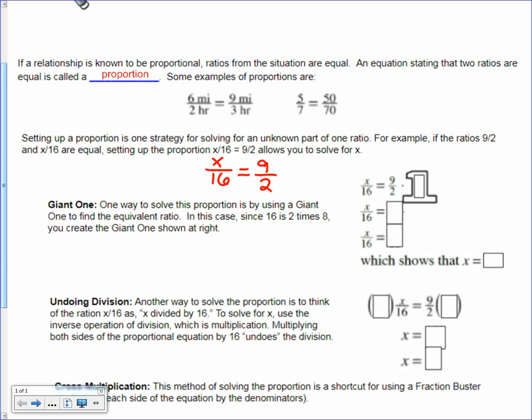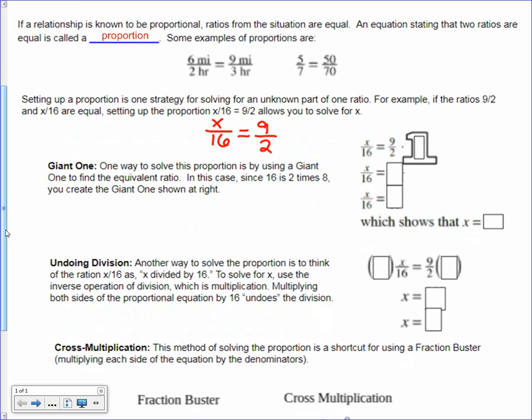One way to solve this proportion is by using a giant 1 to find the equivalent ratio. In this case, since 16 is 2 times 8, you create the giant 1 as shown at right. So we can put into our giant 1, 8 over 8. And then since we know that 9 times 8 is 72, and 2 times 8 is 16, we can say that 72 over 16, so x is equal to 72.